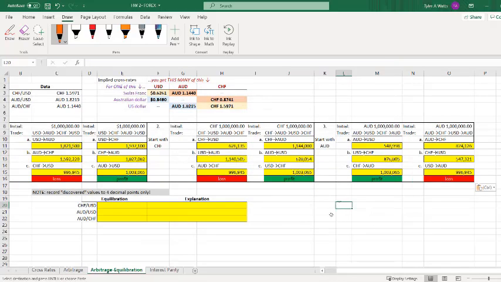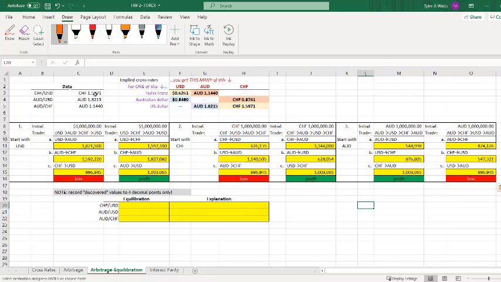Okay, there we go. So everything's matched up there. And now I want to say what's going to happen to eliminate those profit opportunities. Well, we know these exchange rates are going to change. So how can they change?